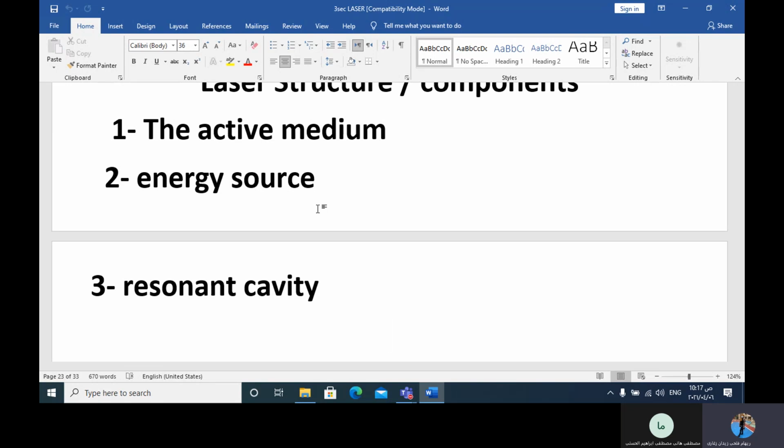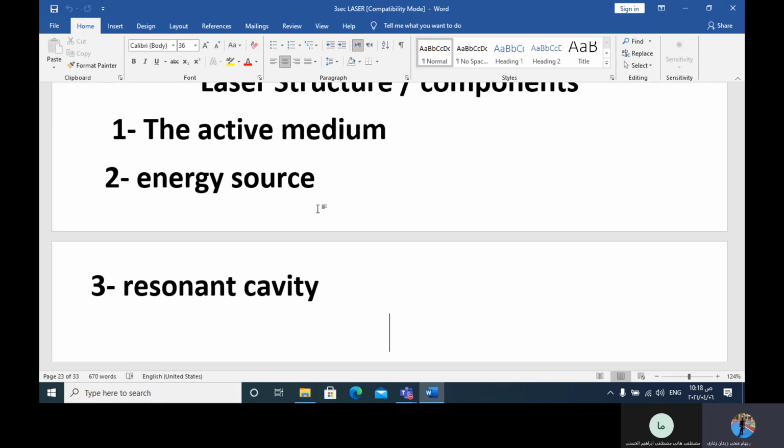So any laser is made of three main components. The first one is called the active medium. This is the kind of material, or substance, that I'm going to use, their atoms as a source of laser. I'm going to excite these atoms to transfer from their ground state into an excited state, and these atoms are going to produce the radiation. So we call this component the active medium.